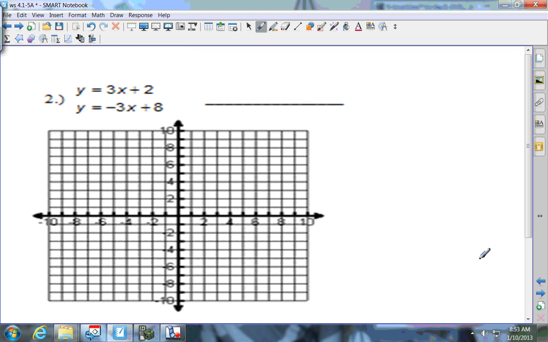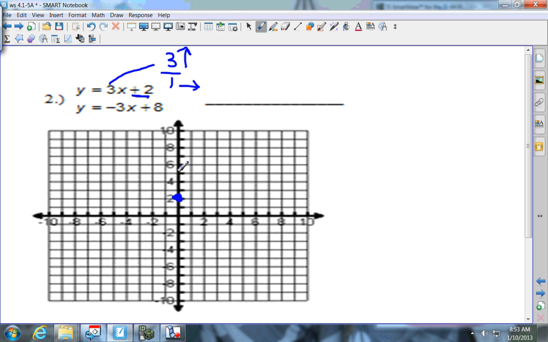The next one, let's start again here. Now let's graph. Graph the first equation, plot the y-intercept, which is +2. Put a dot. The slope right here is 3, which is 3/1. The top number is positive, so it's telling me to go up. Bottom number to the right.